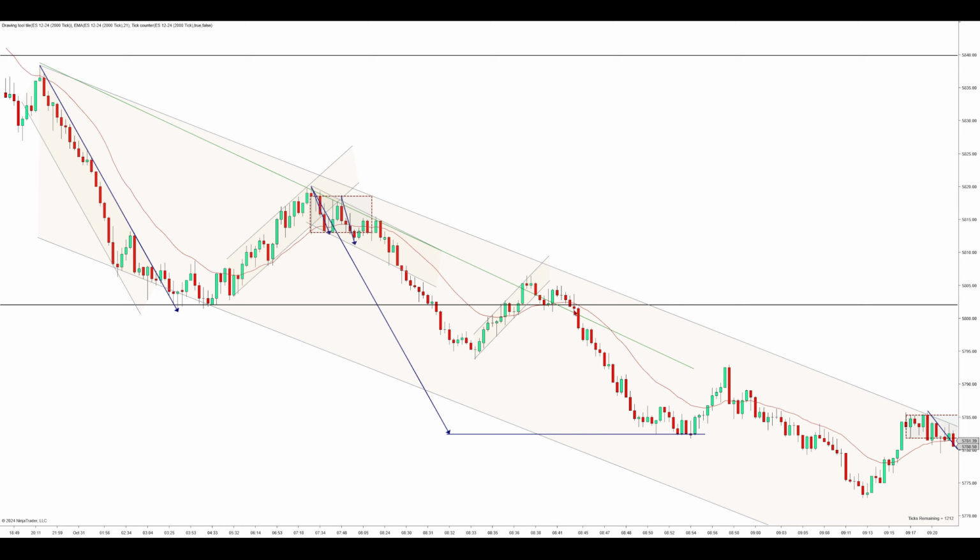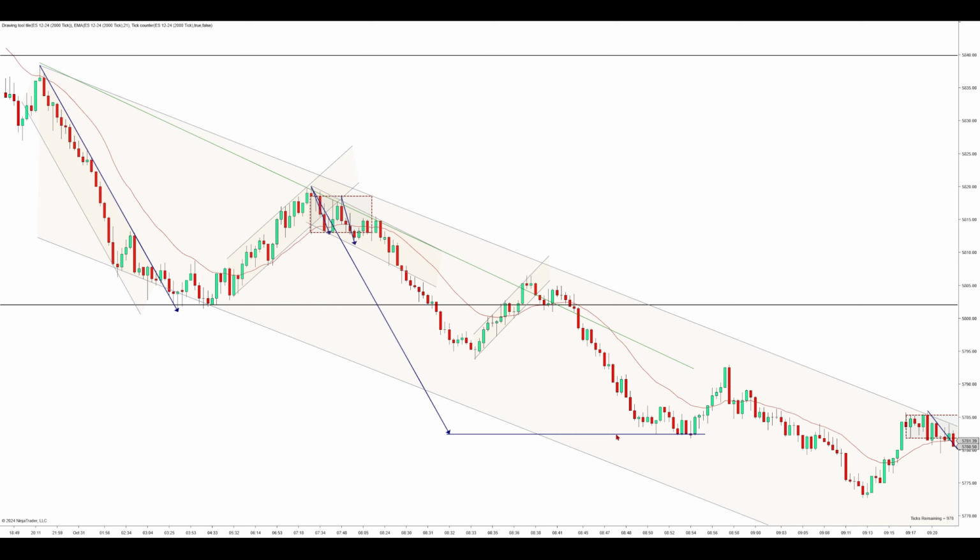And I certainly wouldn't want to enter down here, not only because it only has one clear attempt to fade, you now have a small two-legged move down and you're entering at the end of the two-legged move. And so we just don't have good context for it. So anyway, we push on lower here, no clear entries on the way down.